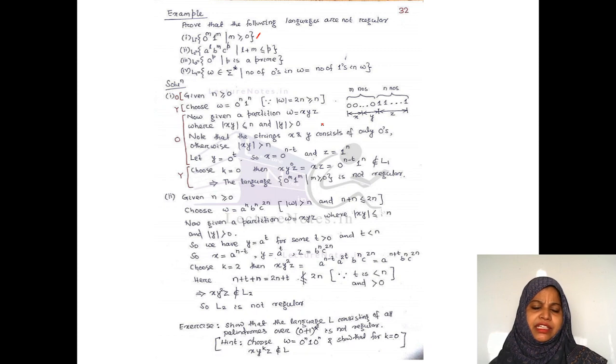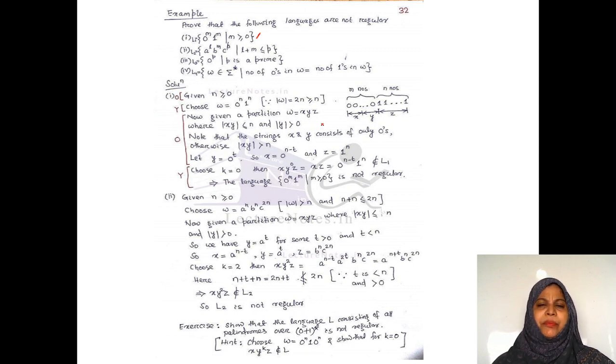So, I am assuming that y equals 0 power t. Whenever y equals 0 power t, x becomes 0 power n minus t, and my z value is 1 power n. Now choose k equals 0, so x y power 0 z. If I take k equals 0, then my string becomes x z, that is x y power 0 z. x z does not belong to L. That is the reason 0 power n 1 power n is not a regular language.